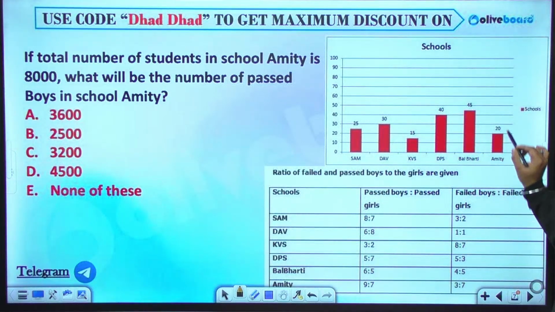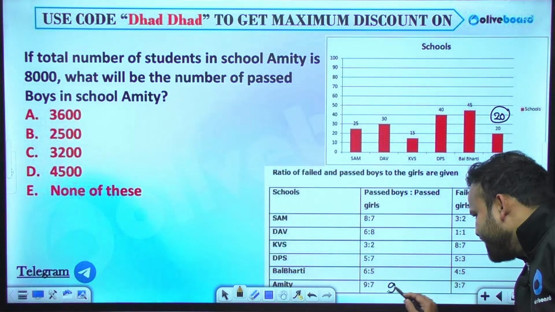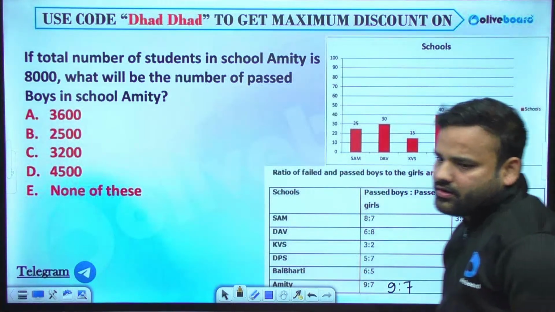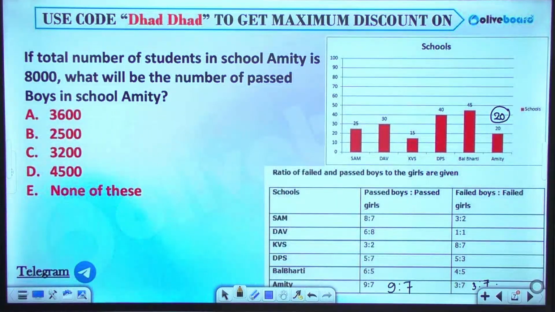So MIT is this. So this is 20. This is 20. MIT, this is 9 and 7. I'm writing the ratio for you. And this is 3 and 7. 3 ratio 7. If total number of students in school MIT is 8,000, what will be the number of passed boys in school MIT? If the total number of school students in MIT is 8,000, what will be the number of passed boys?